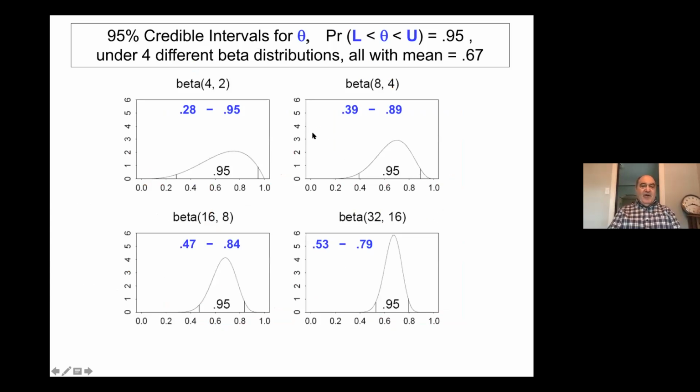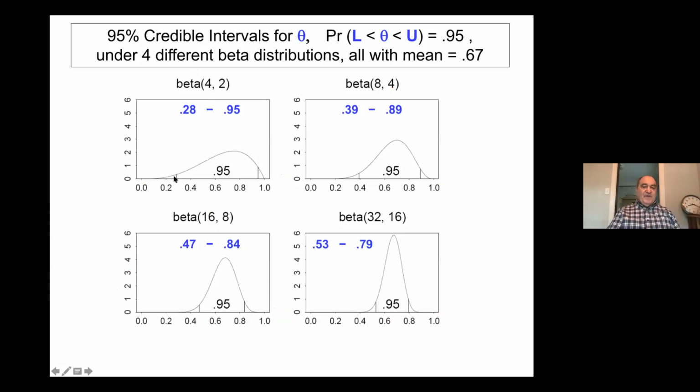Okay, and here are pictures with 95% credible intervals. So here are the things that confidence intervals really want to be. So this is in a case where all the means are 0.67. You see, if you have a beta 4.2, the credible interval is computed by finding the middle 0.95 area. There's a whole cottage industry in getting credible intervals that are optimal in some sense. They've got highest posterior density intervals and so on. I don't bother with that.